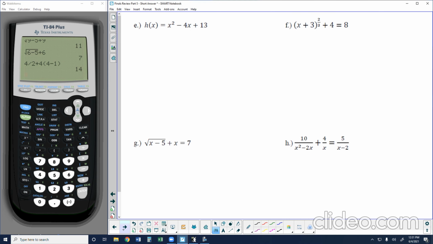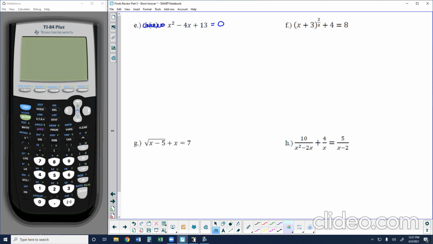If I take a look at E, again, let's assume that this one was meant to be equal to 0. I'm going to find that this one does not factor easily. It's not going to factor using real numbers. It could using imaginary numbers, but we're not going to worry about how to do that. We're going to focus on the real numbers.